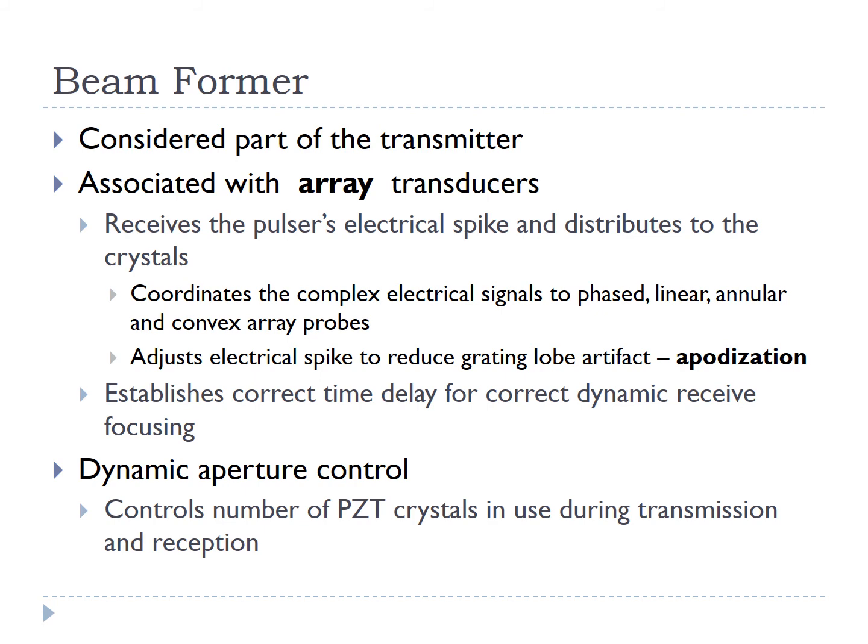After the sound returns from the body through the transducer, it again goes through the beamformer, where those electrical signals are processed for dynamic receive focusing. The other responsibility of the beamformer is to control the dynamic aperture. Dynamic aperture is the machine deciding which PZT crystals should be activated during the transmission and reception of sound beams.